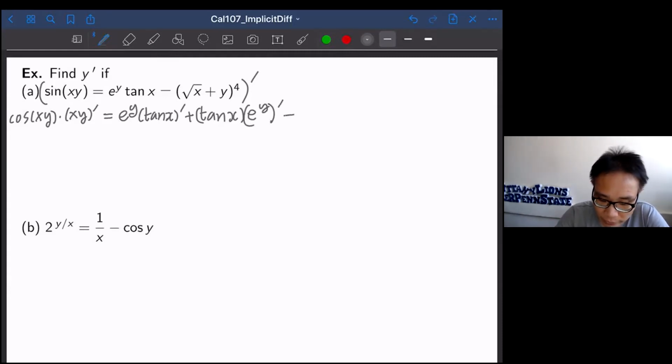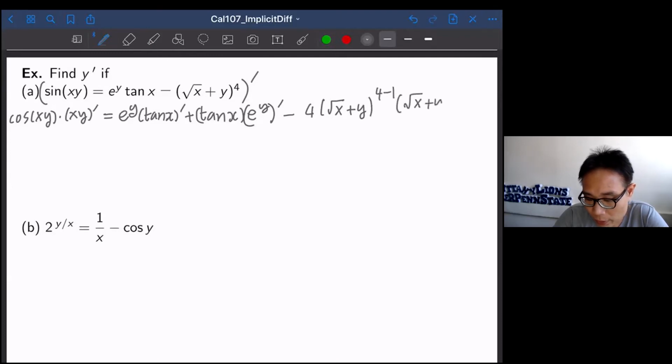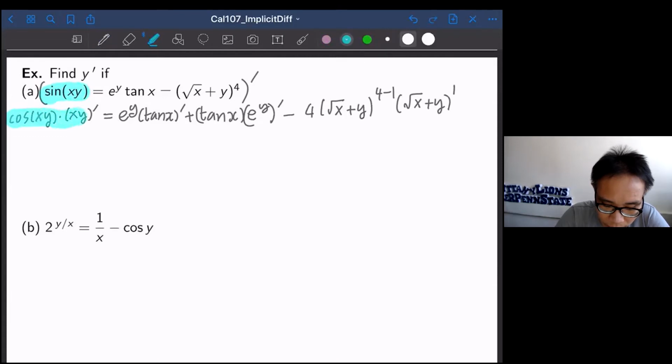And my last term is going to be the chain rule for the power rule. So it's going to be 4, and you have root x plus y to the third, let's write down 4 minus 1, and you have root x plus y prime. So in this case, you're going to have this term. Okay, so this term equals this term, and you differentiate the green one, you would get the green one.